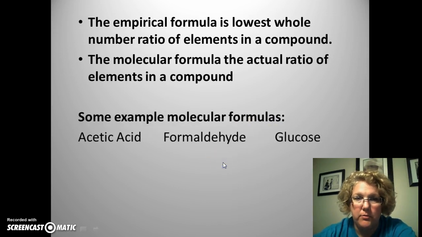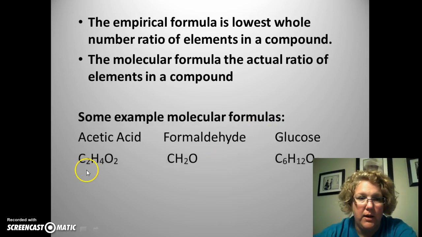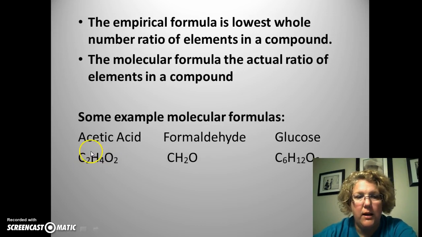So some example true molecular formulas. We've got acetic acid here. Normally we write it as HC2H3O2. We keep one of these H's out in front because it's an acid, but I rearranged it for this example. And then we have formaldehyde, and then we have glucose. Well, these are their true formulas, but only formaldehyde is reduced also. So in the case of formaldehyde, the empirical and molecular formula would be the same thing.